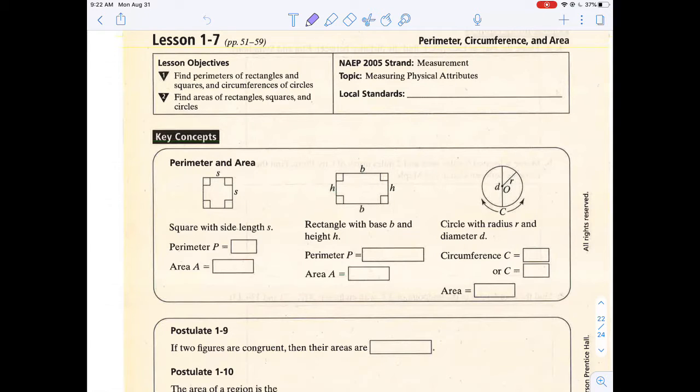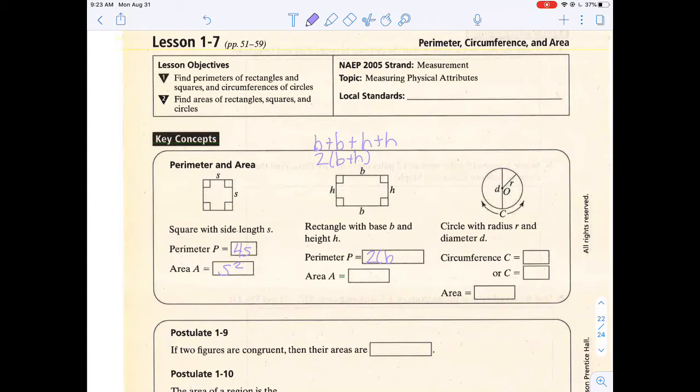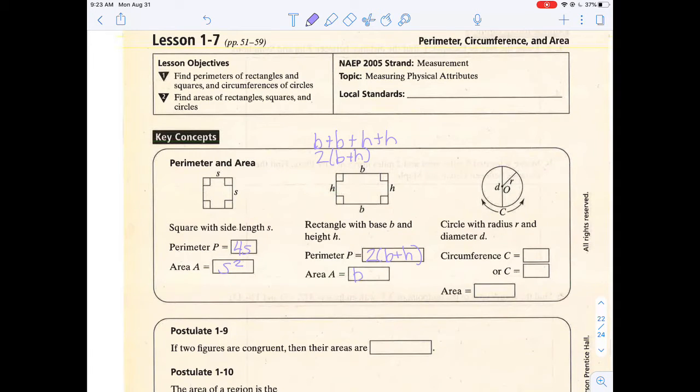A square with side length s. For this, the perimeter would be, usually we just say add up all the sides. We just take 4 times s, that's the same thing. And the area is the side squared, so side times side. Okay, for a rectangle, the perimeter is base plus height plus height. Or we could simplify this, base plus height, and then take that times 2 because there's 2 of each of them. So 2 times base plus height. And the area is just base times height.